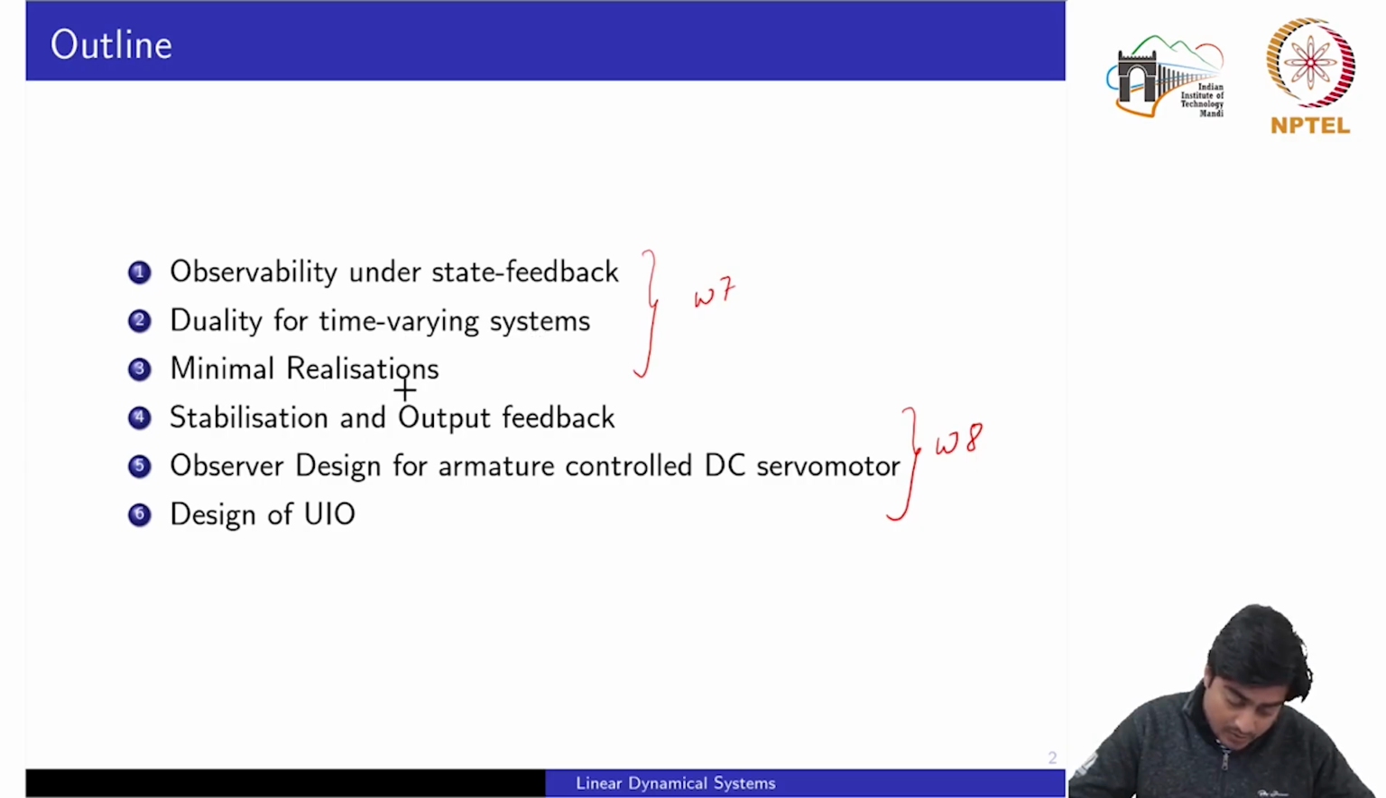The third problem is about the minimal realization, where we will try to correlate the concepts of controllability and observability with the many realizations. The fourth, fifth, and sixth problems are basically about the output feedback, observer design, and the unknown input observer design.